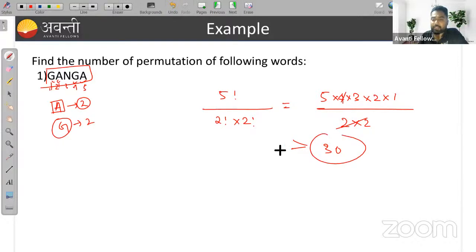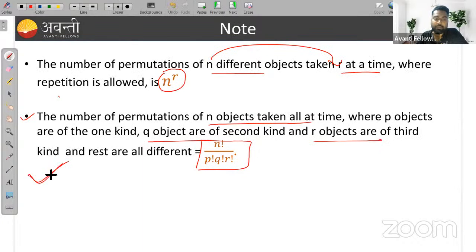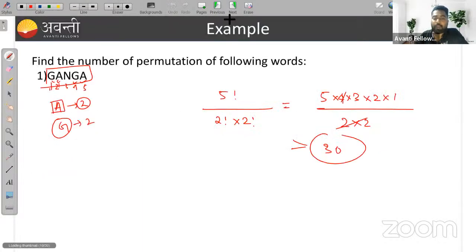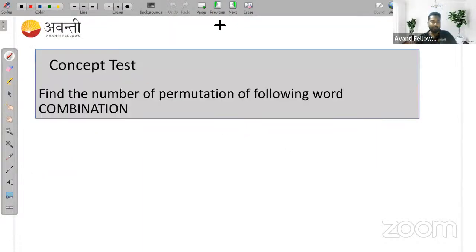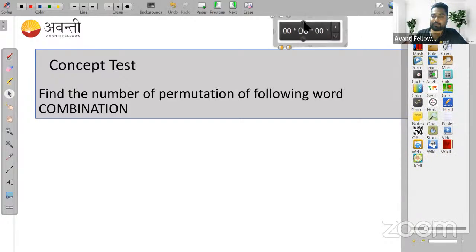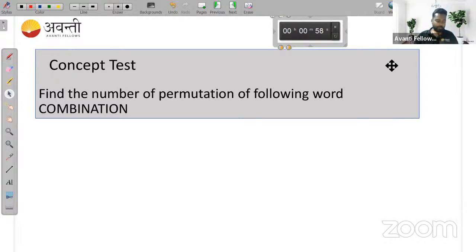Okay, so this is the answer. The answer is 30 by using the last formula. Here we have used this formula. Now we have another concept test here, and the word is combination. You need to find the total number of arrangements, or permutations also, we can say. So what is the answer? I'm giving you 1 minute for this question, and your time starts now. You can solve it. Tell me what the answer is.